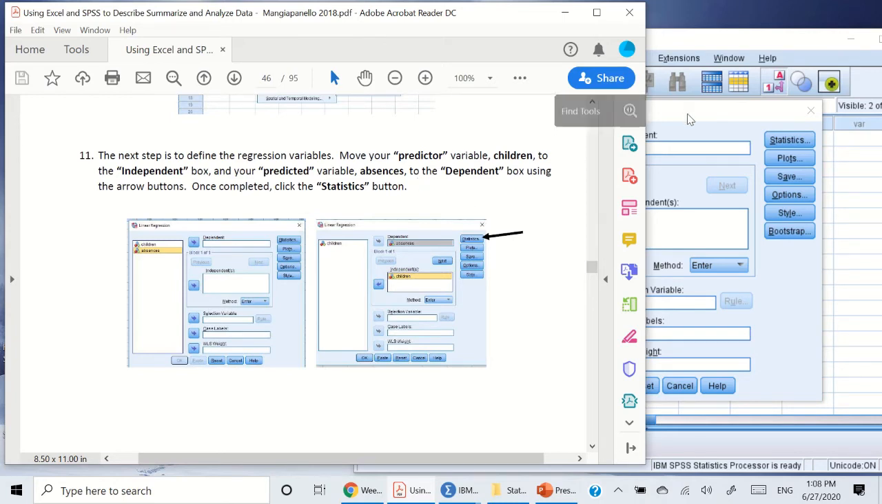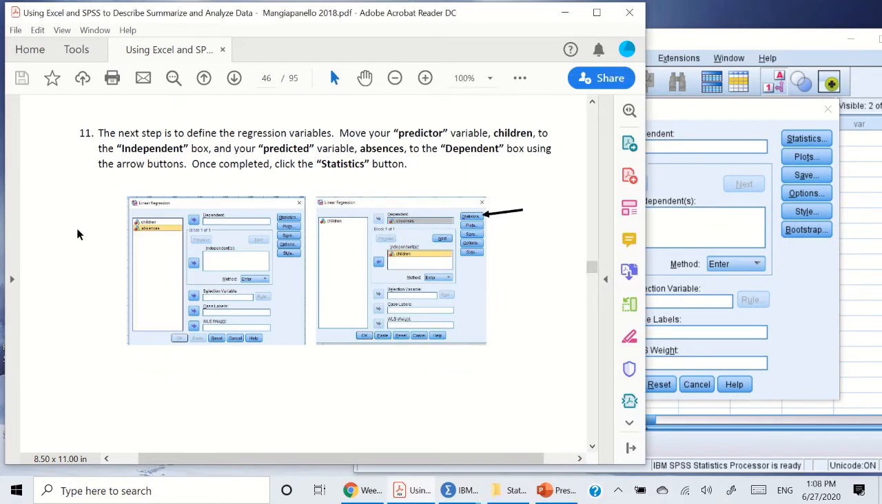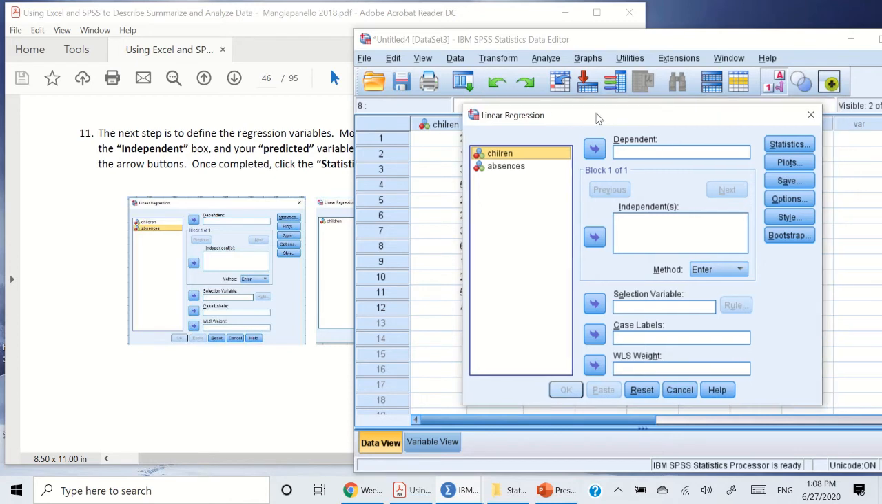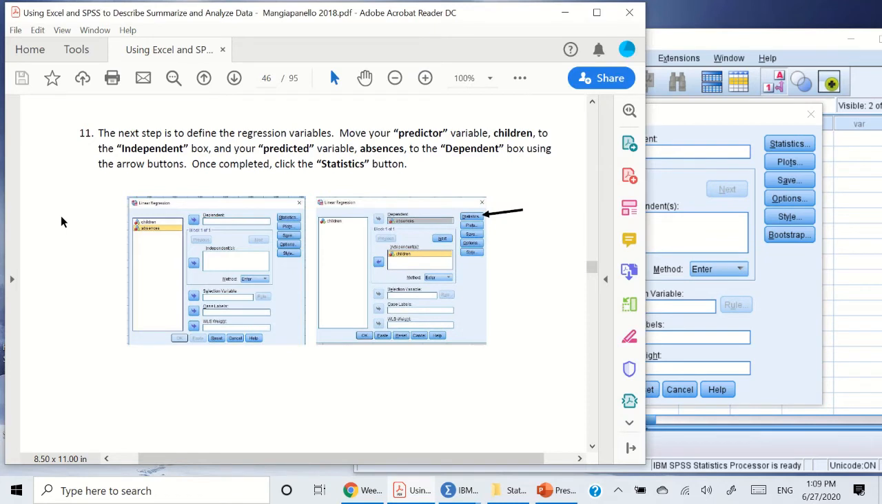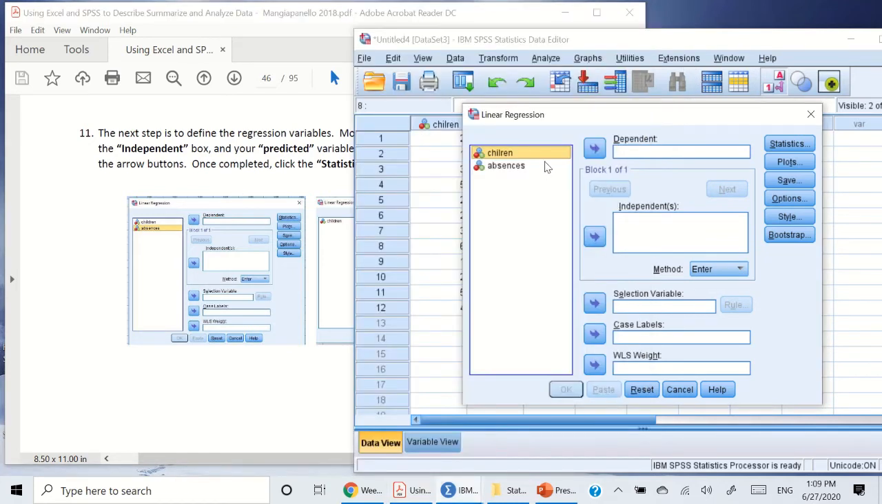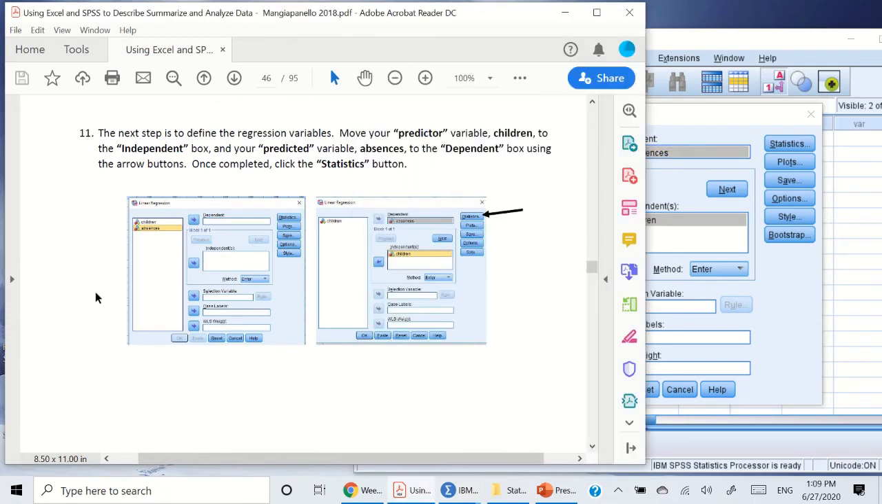The next step is to define the regression values. Now move your predictor, children, to the independent box and your predicted value, absence, to the dependent box using the arrow buttons. We are using the number of children as the independent, and we are using absence as the dependent. So does that look pretty good?